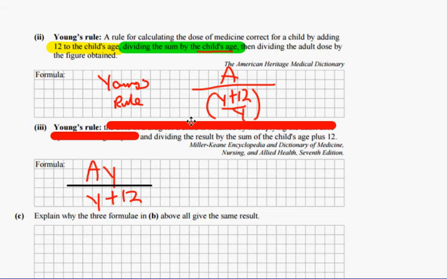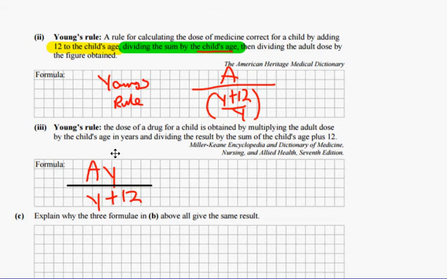That's what it's asking us to do. For those who don't know, A is the adult dose. AY means adult dose multiplied by child's age. The line in the middle means divided by. The Y on the bottom means the child's age, and the plus 12 means child's age plus 12.